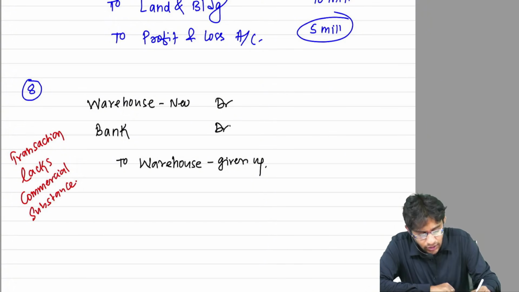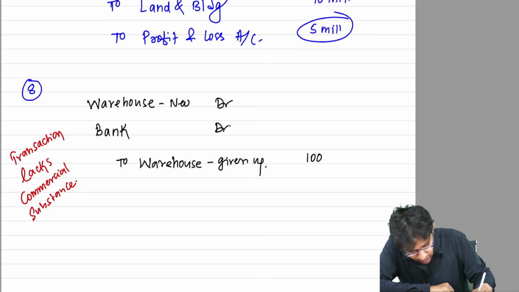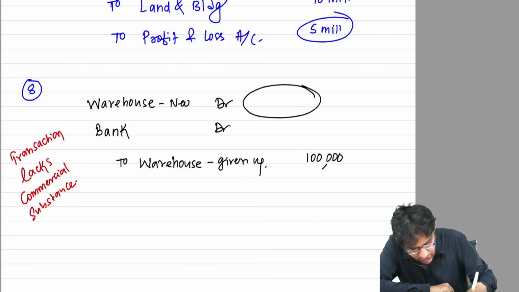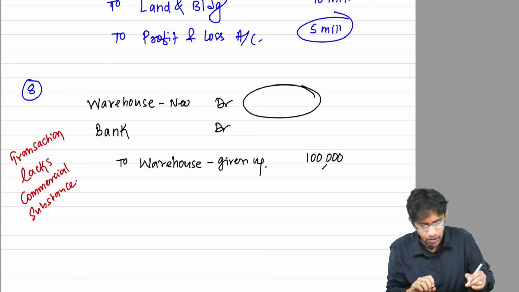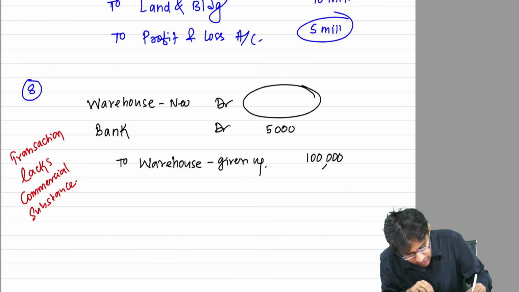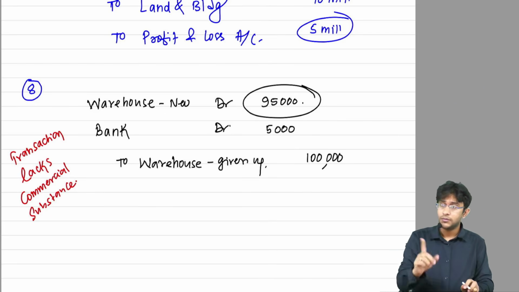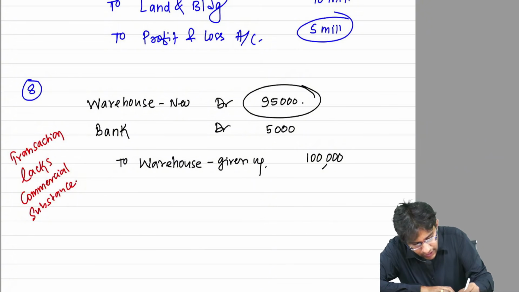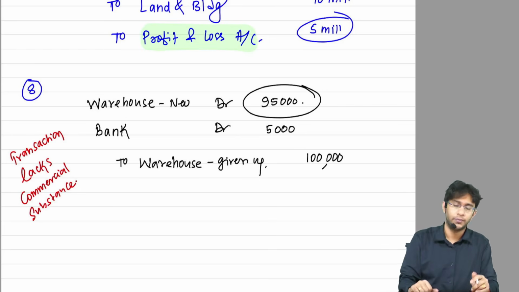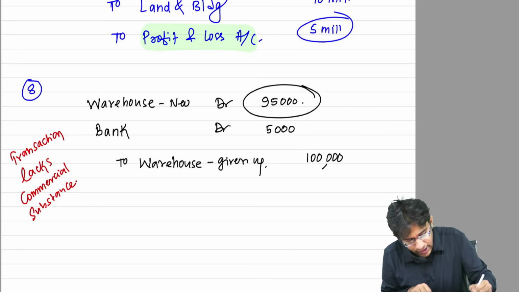Now when the transaction does not have commercial substance, you should recognize the incoming asset in such a way that gain or loss on the transaction is 0. Cash you are getting is 5,000. So this incoming asset is to be recognized at 95,000. This is what his answer is. Like how you got a gain or loss earlier, here gain or loss should not come.